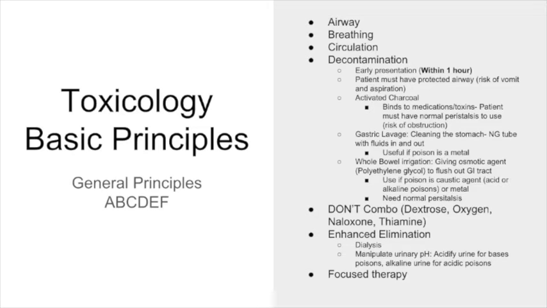So, and we talked about this in previous lectures, you can acidify the urine for basic poisons, or poisons that are alkalytic, or you can alkalinize the urine for acidic poisons. The example of that is aspirin. Aspirin is an acidic drug. You give sodium bicarbonate to alkalinize the urine, and it will be excreted.